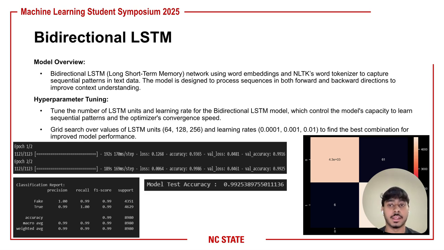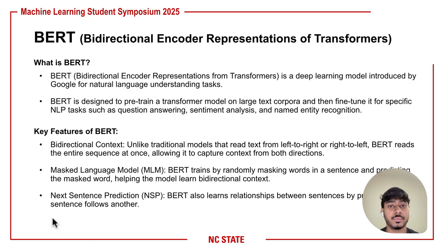Since we did LSTMs, we thought we should also check out bidirectional LSTMs. The key difference here is that bidirectional LSTMs process sequences in both directions, from left to right and right to left, which allows them to capture more context from the text. We use very similar hyperparameter tuning, and we were able to get a top accuracy of 99.25% with about 70 misclassified instances.